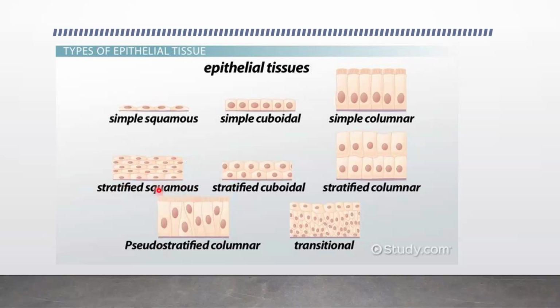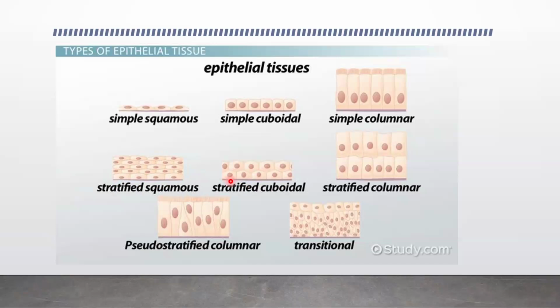Stratified squamous epithelium, very important. You can have stratified squamous keratinized and non-keratinized epithelium. The one that is keratinized, we find in the epidermis. The one that is non-keratinized, we find in the oral cavity and the esophagus. You can also find it in the vagina and in the ectocervix. That is stratified squamous non-keratinized epithelium. Keratinized epithelium is only found in the epidermis of the skin.